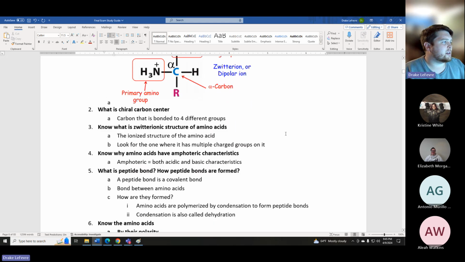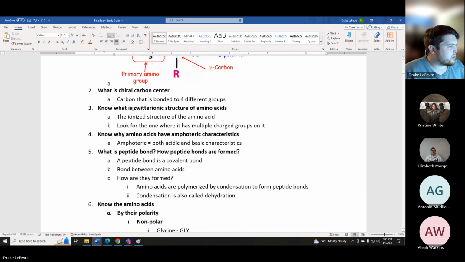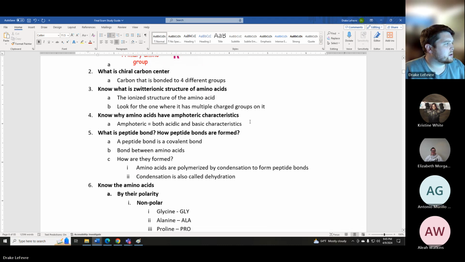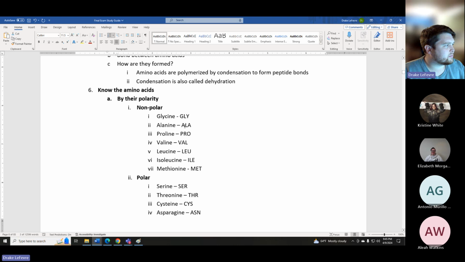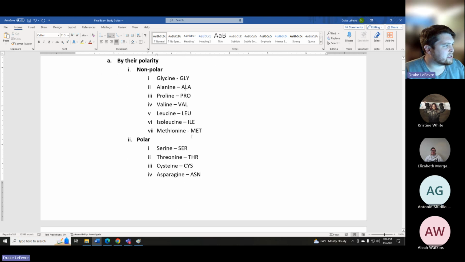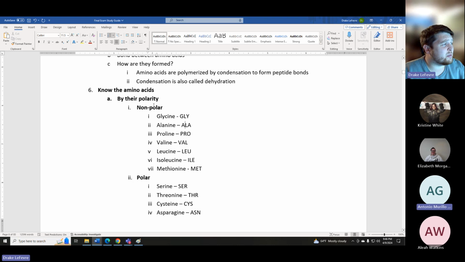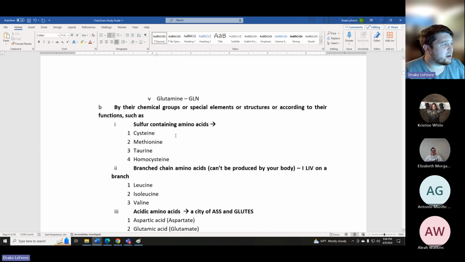Amino acids, the chiral carbon, zwitterion. I feel like he might have asked a question about zwitterions on the final last time, but this stuff isn't super deep. Peptide bonds, the amino acids. He'll probably throw in a question or two about amino acids by their polarity or something.